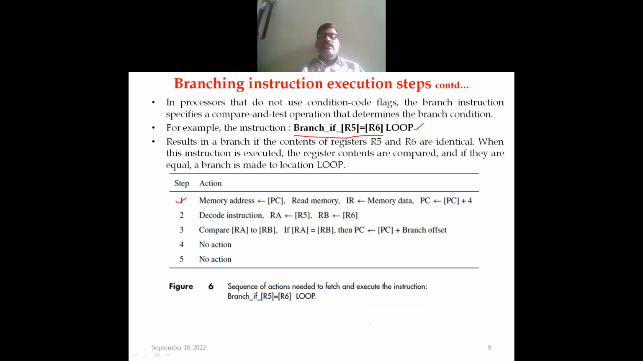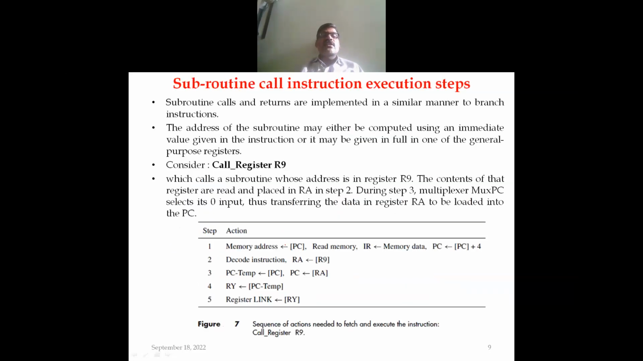Then contents of R5 is read into RA, contents of R6 read into RB. Then we have to compare RA to RB. So if the contents of RA is equal to RB, then the program counter is incremented, that is, PC is incremented with PC plus branch offset. Okay, and similar to the unconditional branching, in this also step 4 and step 5 there is no action. So this is what the branching instruction execution is.